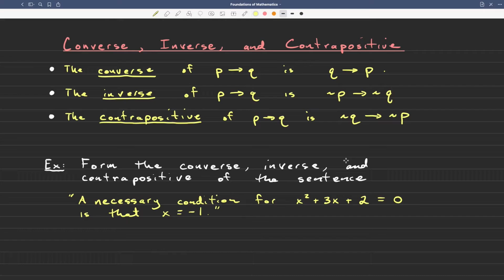The contrapositive, the third thing there, is really important because we'll see a little later that P implies Q is logically equivalent to not Q implies not P. So these two things have the same truth value. If I can prove the contrapositive, then at the same time I will have proven the original conditional statement. So that gives rise to a method of proof called proof by contraposition.